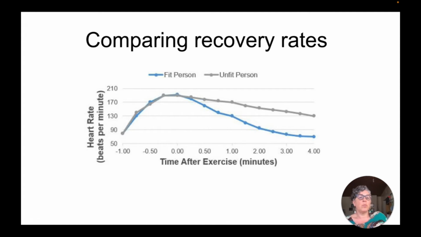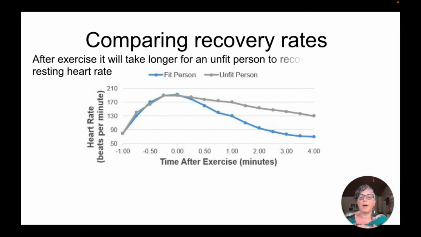So now let's compare what are called recovery rates, getting back to resting heart rate. So after exercise, it's going to take longer for an unfit person to recover back to the resting heart rate. So if we look at this graph, we can see the fit person in blue and we can see the unfit person in gray. After 4 minutes after exercise is finished, the fit person is basically back to their resting heart rate. This is a very fit person. And the unfit person in the same amount of time is not even halfway back.